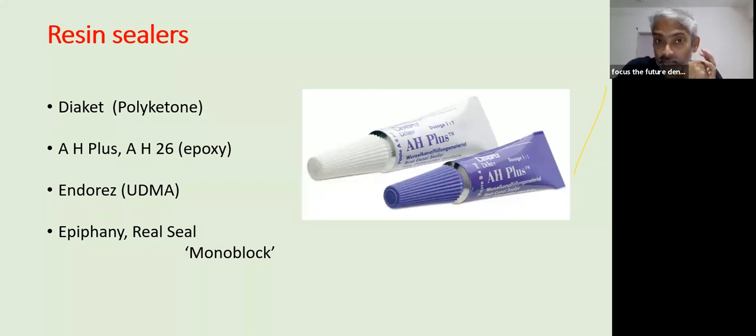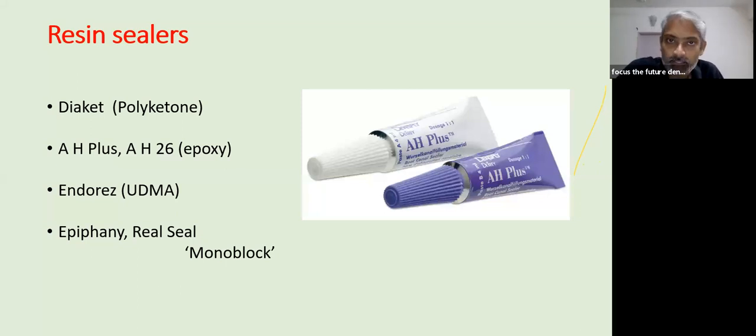More related to our bonding mechanism is this GMA. More related to our composite mechanism are Epiphany and Real Seal, and they are known to be the monoblock sealers. So if a question comes, which are the monoblock sealers, then the answer is Epiphany, because Epiphany resembles our Bis-GMA. And even the gutta-percha cones are replaced by certain polymeric materials, which can give a monoblock effect to your root canal obturation.